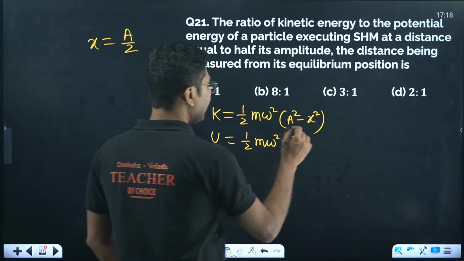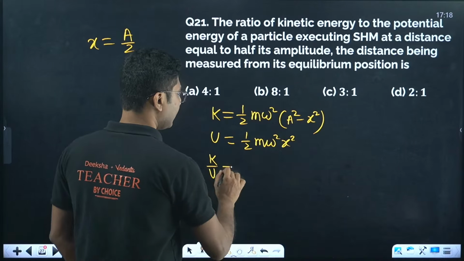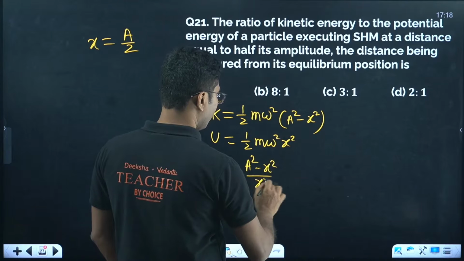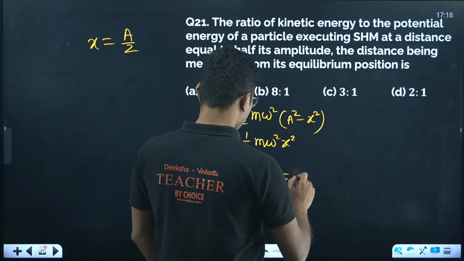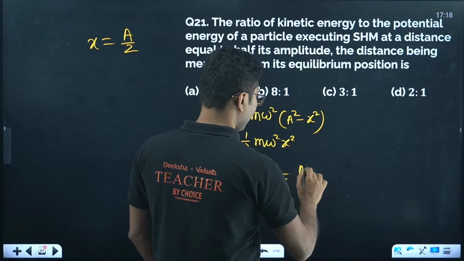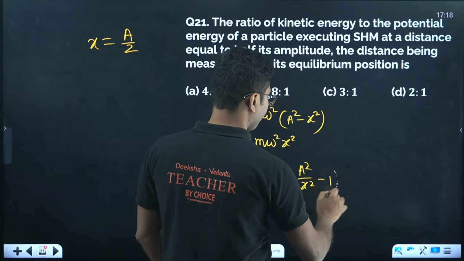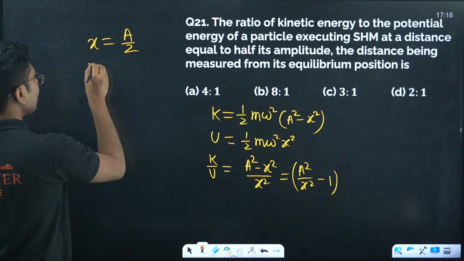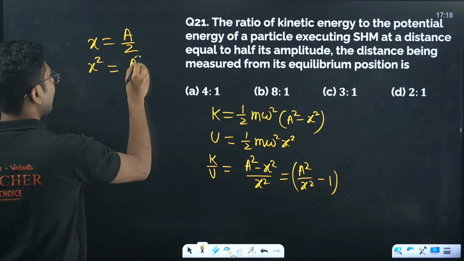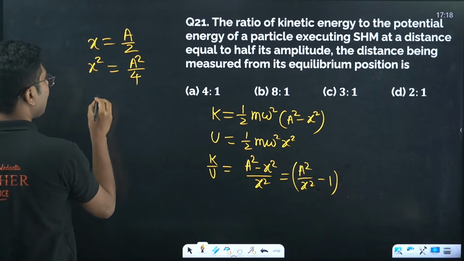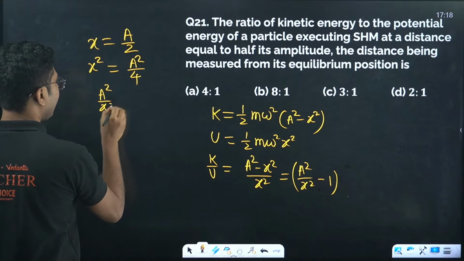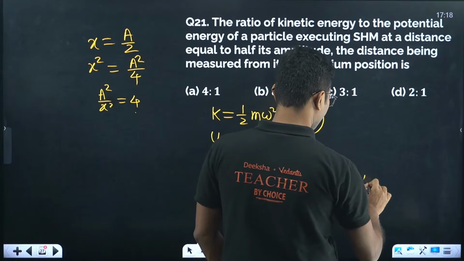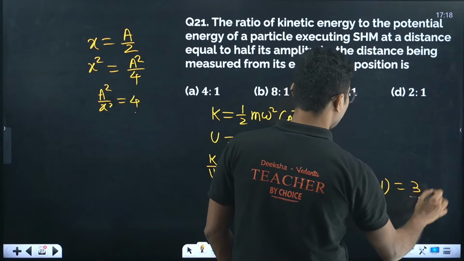Kinetic to potential. So the kinetic to potential ratio is half m omega square cancel. It is actually a square minus x square by x square, or you can write this as a square by x square minus 1. Divide this, you will get, right? So what you have to do is square both sides. x square is equal to a square by 4. Now cross multiply, you will get a square by x square equals 4. Just put that here, you will get 4 minus 1. So basically it is 3:1.